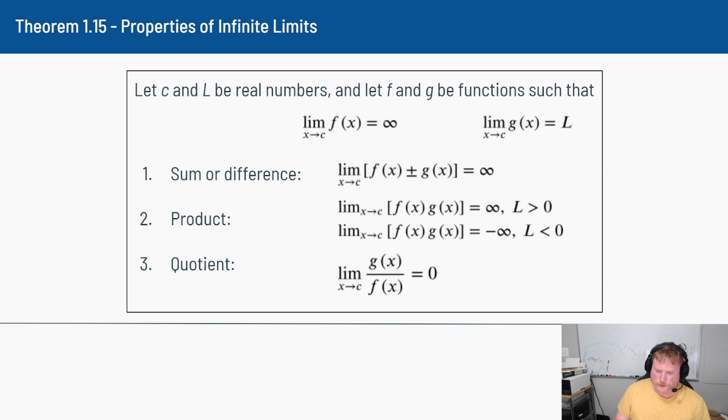Now with the quotient rule, if the denominator of a rational function approaches infinity, you can think about this as dividing by some number that's getting larger and larger and larger. And in that case, the limit is always going to be 0.